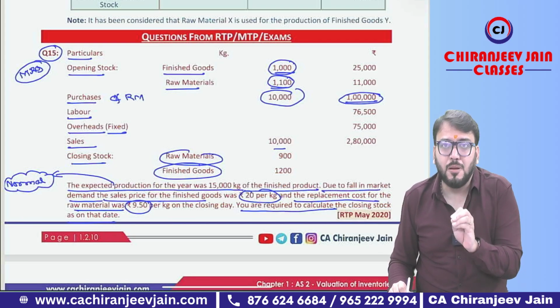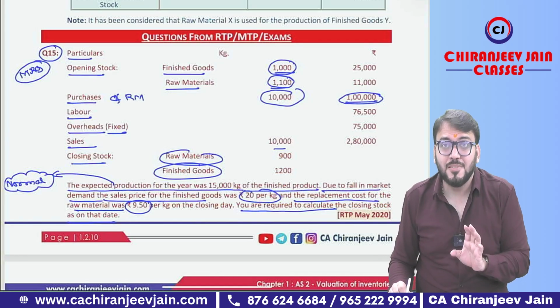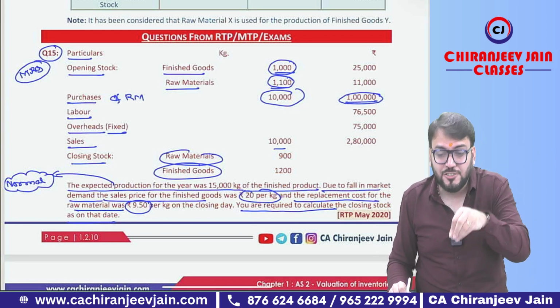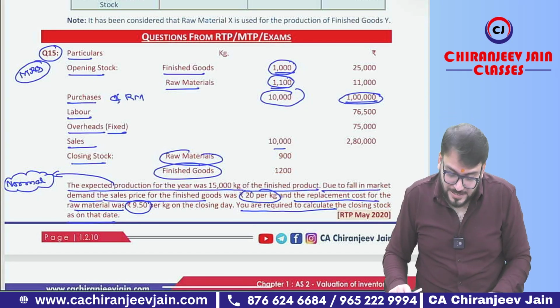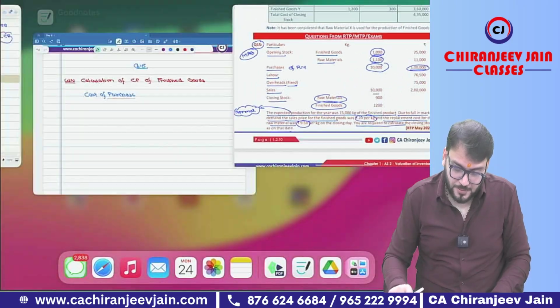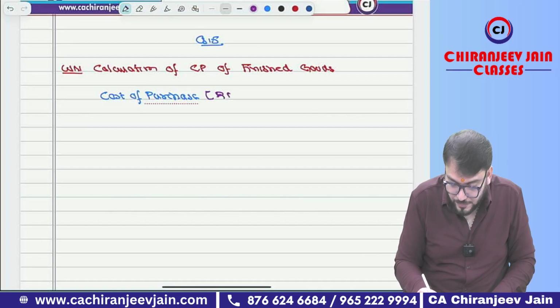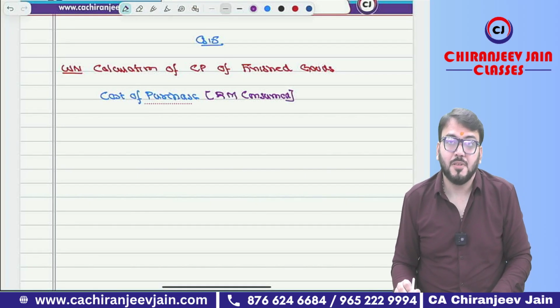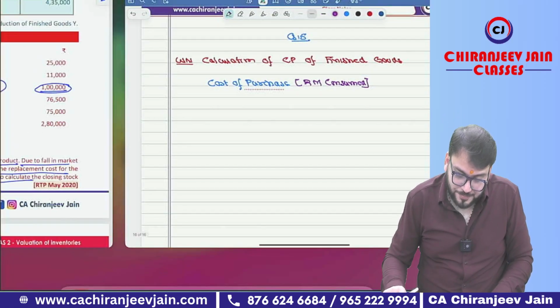Purchase means purchase of raw material, but whatever raw material has been consumed during the year to produce the item. It is quite possible there was some opening stock of raw material which was consumed in this current year. So that will become part of cost. So in this case, cost of purchase means raw material consumed. Got this point?